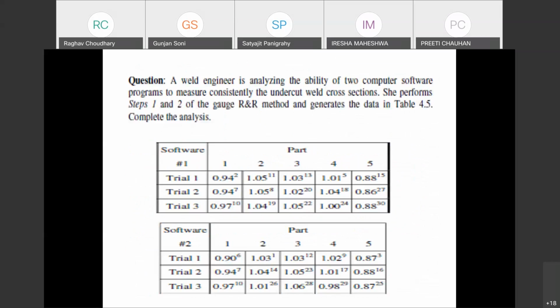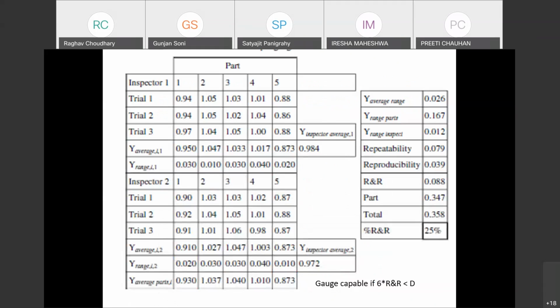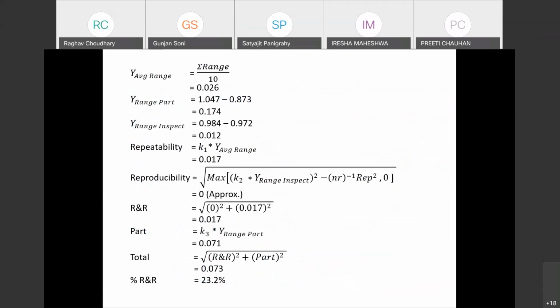So we get this kind of table. Now here you see the superscripts are indicating the trial number. 1 to 30 would be there. It's like this is 29, this is the 30th observation, like this. So there are several things which need to be calculated: Y average, range of the parts, range inspected, then repeatability and reproducibility. All these things are calculated, and these are the formulas which are used over here.